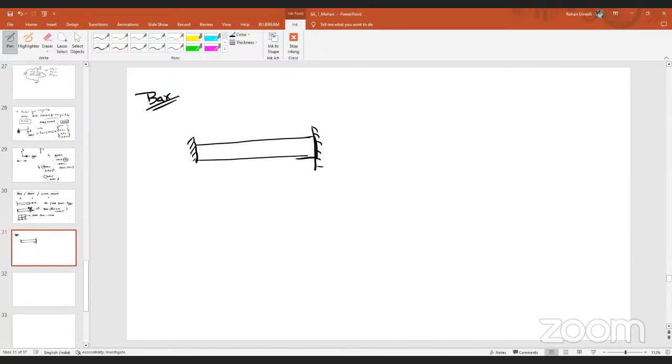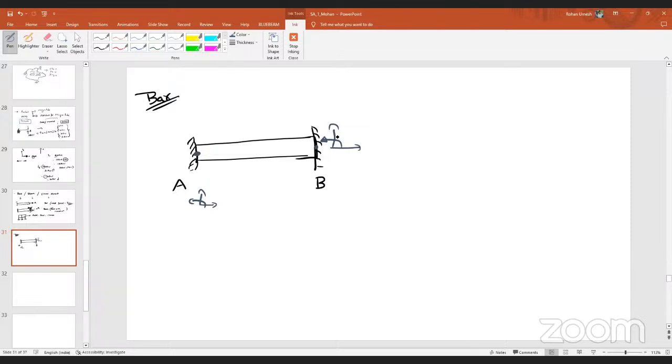And let us say I'm just representing fixed surfaces A and B. Can you tell me how many reactions will exist at point A and how many reactions will exist at point B? 3, sir. At A, horizontal, vertical, rotation, and at B, you are saying horizontal, vertical, rotation. Anybody is going to object on this point? At A, 3 reactions will develop, and at B also 3 reactions will develop.